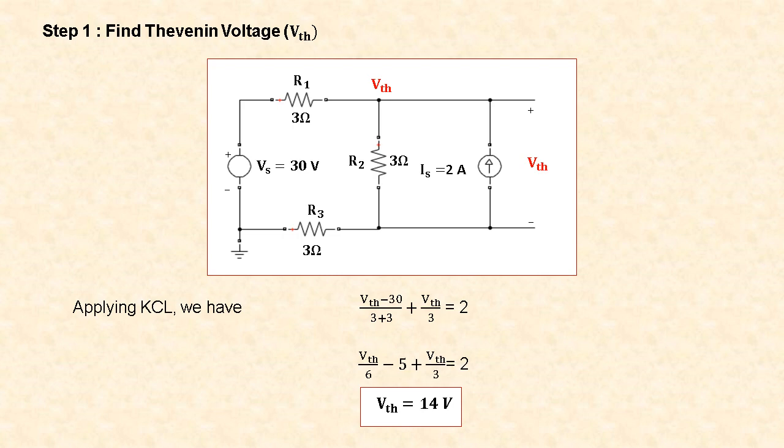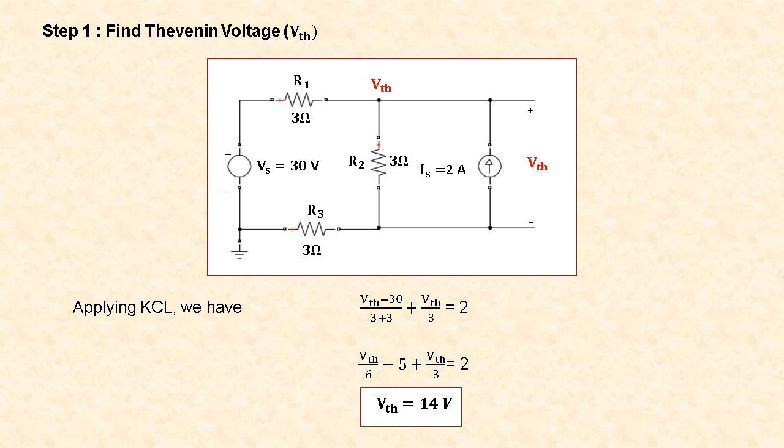Here we apply Kirchhoff's current law, which states that the algebraic sum of currents at any node or junction is equal to 0, or the algebraic sum of currents entering the junction or node is equal to the algebraic sum of currents leaving the junction. So if we apply Kirchhoff's current law, we have the leaving currents, that is (VTH minus 30) divided by 6 plus VTH by 3, is equal to the entering current, 2 amps.